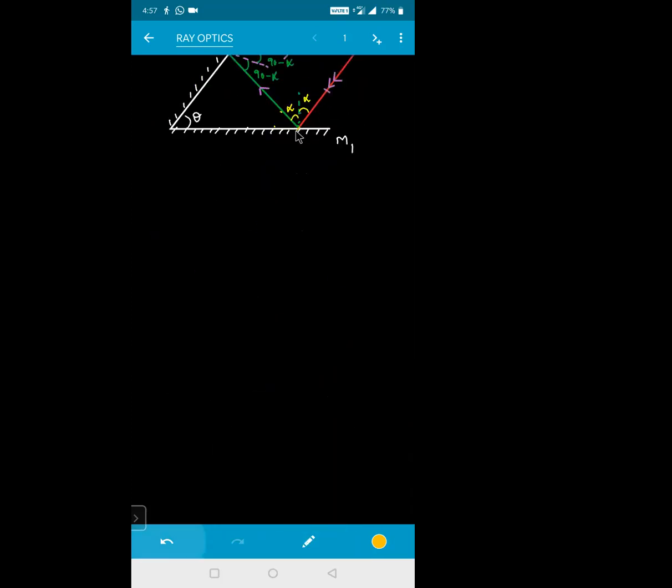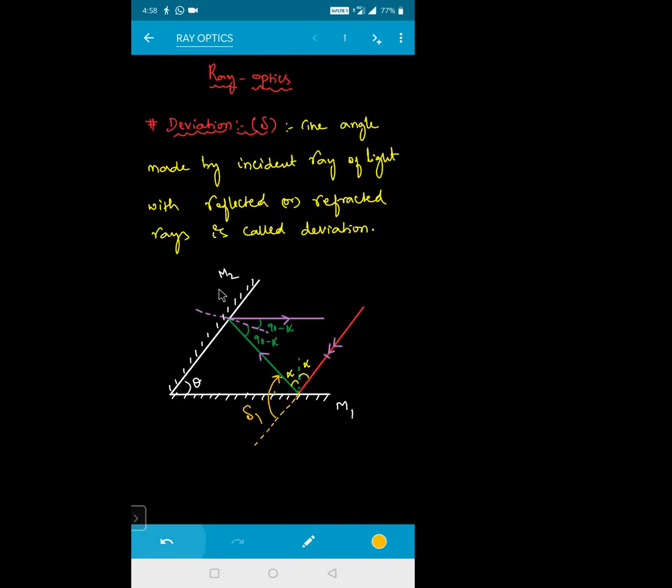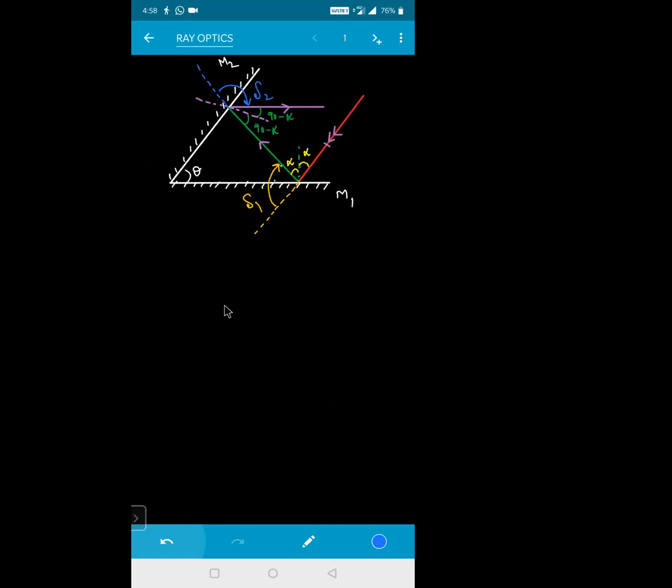You need to extend this ray of light like this. The angle made by the incident ray of light with the reflected ray is known as deviation. That is nothing but tau 1. Even for this one, we need to extend this ray of light like this here. The angle made by the incident with the reflected ray is known as deviation. That is nothing but tau 2. Both tau 1 and tau 2 are in the same direction, beta. Yes, sir.